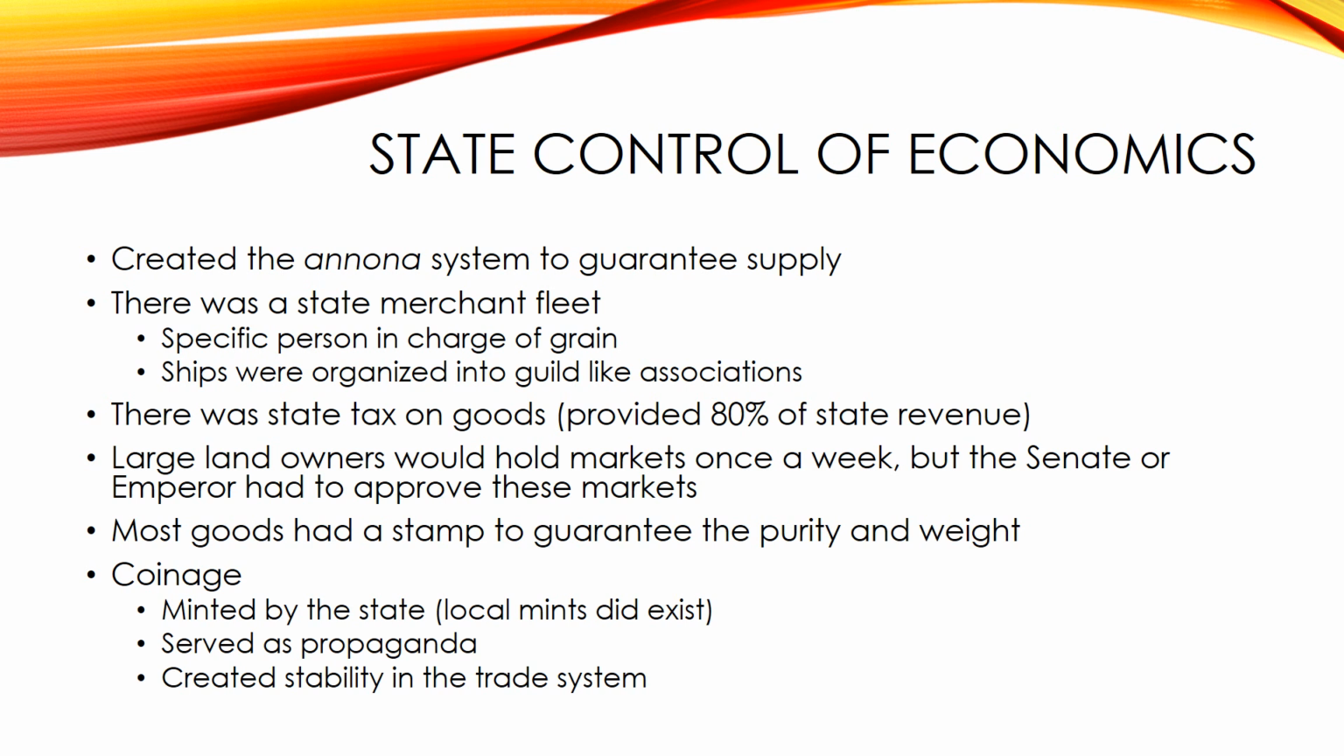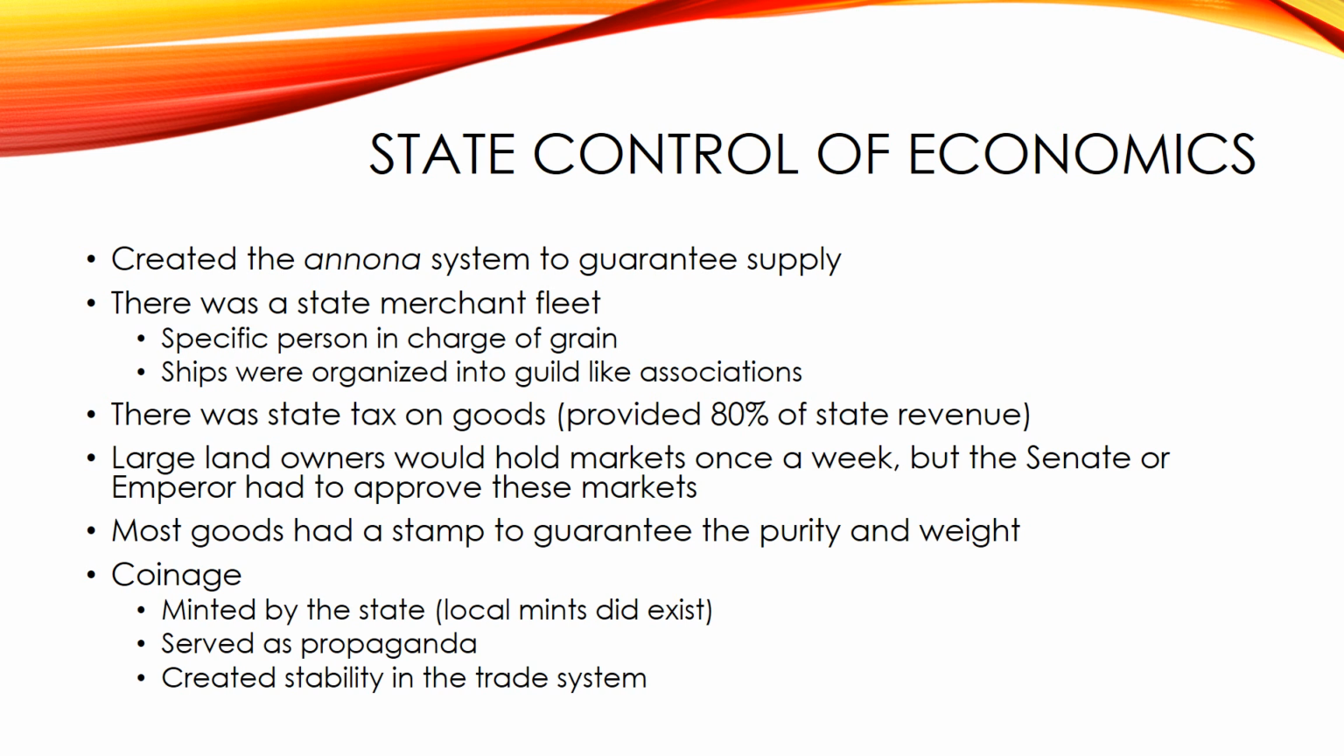Most goods had a stamp to guarantee the purity and weight of that good, which again creates an unbelievable stability for their economic system. And that stamp of approval was they had an inspector system where all the goods and whatnot were inspected, much like what we have today.